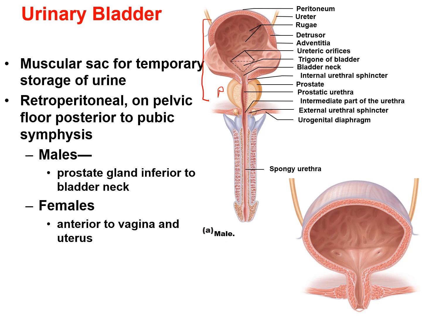So in males, you have a walnut-sized prostate gland that is inferior to the bladder, and a portion of the urethra has to run through the prostate gland. In females, that prostate gland is absent, and you would find your female bladder located anterior to the vagina and the uterus.